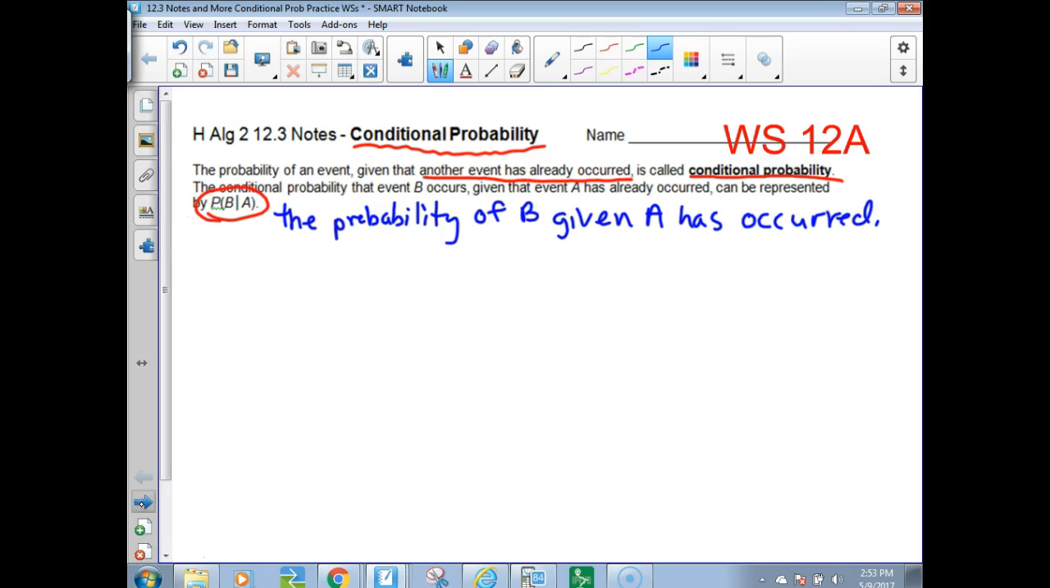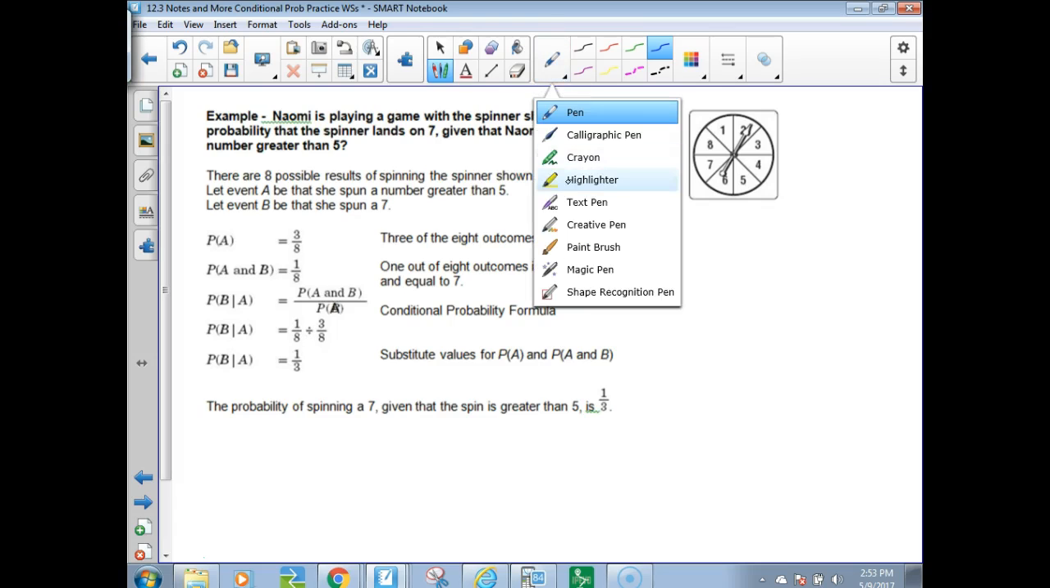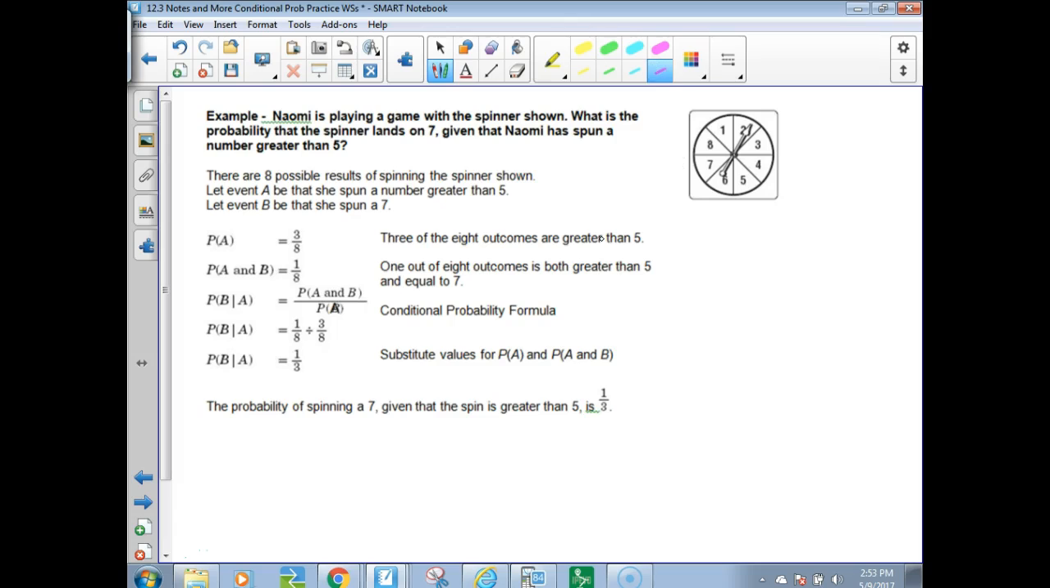Now, I would like to approach the next problem and show you that there's a couple of mistakes. This actually came from a text, and I found a little bit, oh, this one doesn't have the problems. It's another place on here. But we're going to do this with a more common sense approach than what this is showing us to do. This looks way more complicated than what we've already discussed on a different day. So, it says, Naomi is playing a game with the spinner shown. What's the probability that the spinner lands on a 7, given that Naomi has spun a number greater than 5?